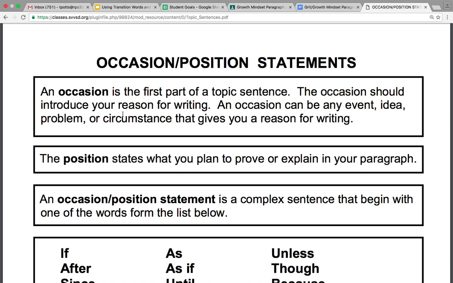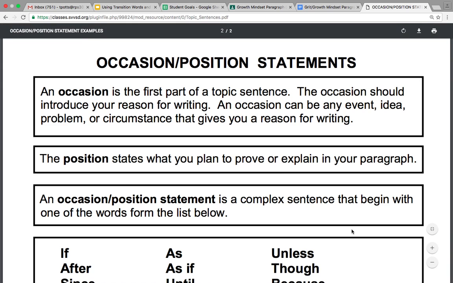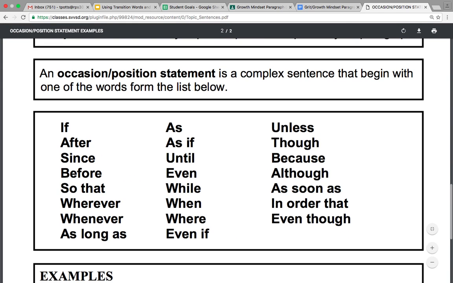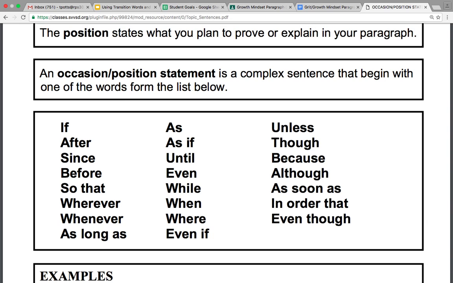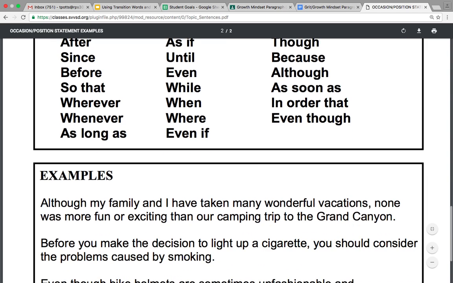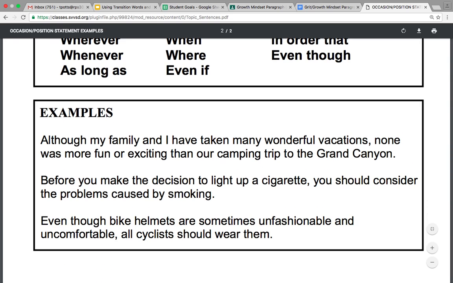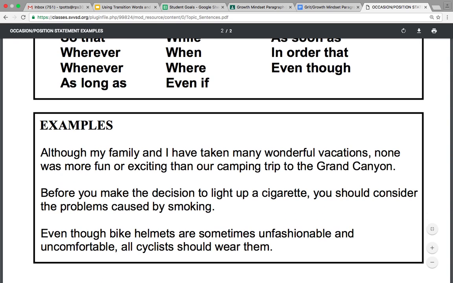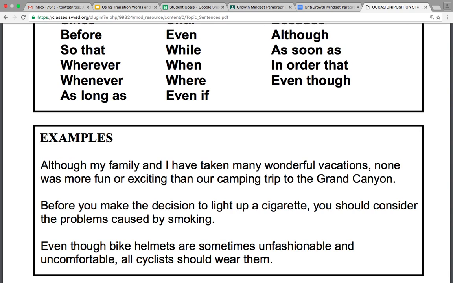So, an occasion position statement is a complex sentence that begins with one of the words from the list below. So here you go. They're all white bus words. Some of them are phrases like so that, as soon as, in order that. And here would be some examples of topic sentences using these words. Although my family and I have taken many wonderful vacations, none was more fun or exciting than our camping trip to the Grand Canyon. And you can read the rest. You can pause it and read the other two if you'd like.